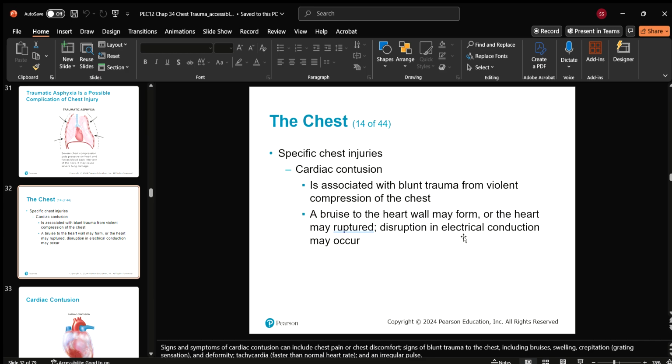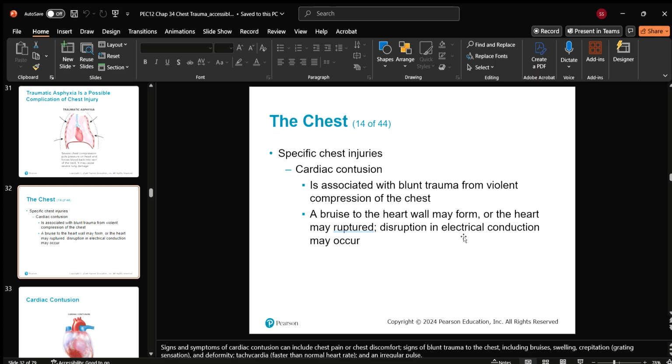All right, so continuing on with more specific chest injuries, this is a cardiac contusion. A contusion, again, meaning bruise, cardiac meaning the heart. So this is just some type of blunt force trauma where the heart has now been bruised. Likely the force was enough that the heart is slamming up against the rib cage.